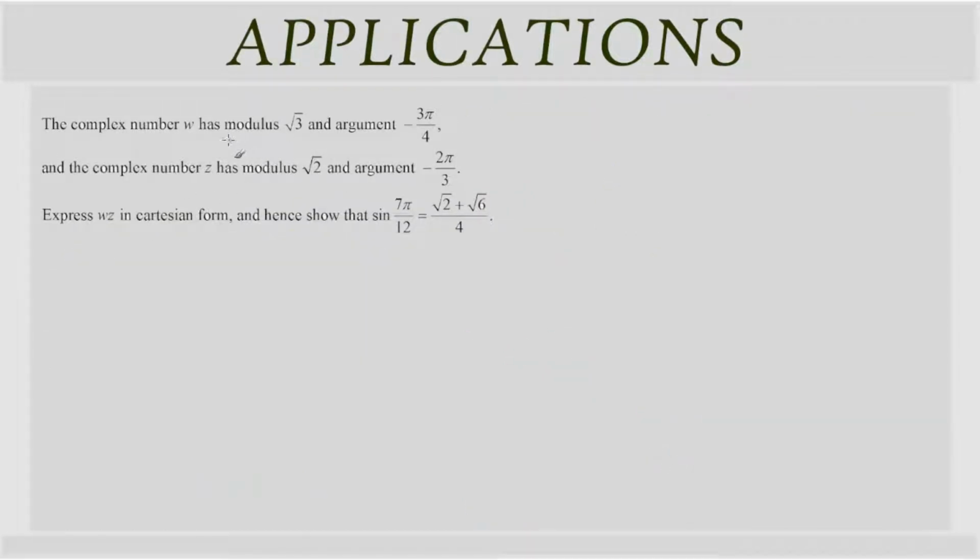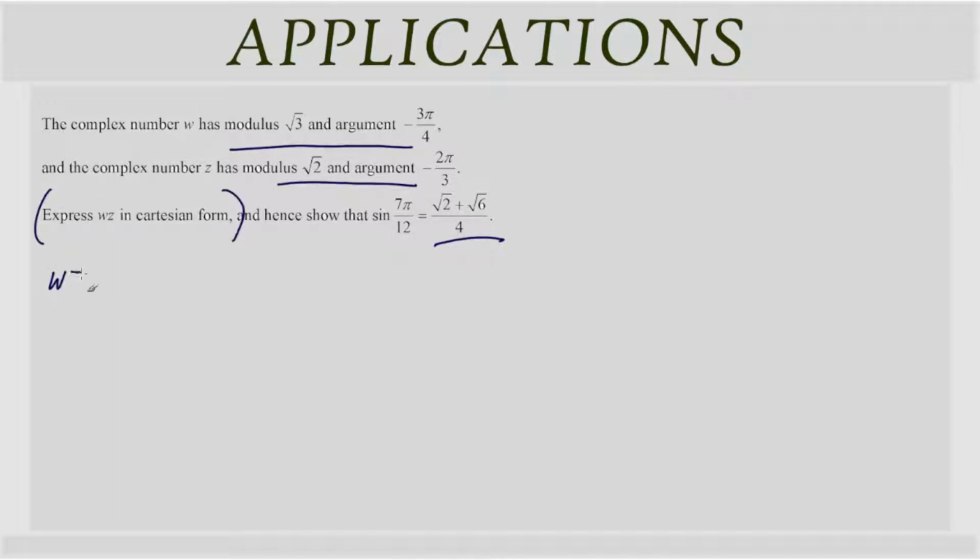Two complex numbers w and z are given by modulus and argument as follows. Express wz in Cartesian form and hence show that sine of 7 pi over 12 is equal to this value. So first we need to express wz in Cartesian form, which is the first part over here.